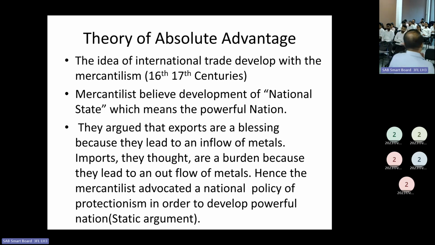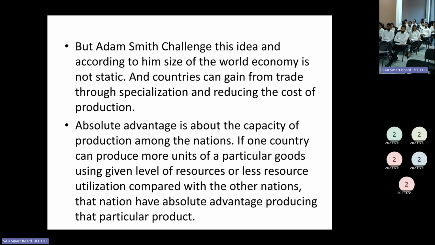The economy is stable, but Adam Smith criticized this stable argument. He explained that countries can engage in trade and get the benefit by engaging in international trade, free trade. So that is the argument.